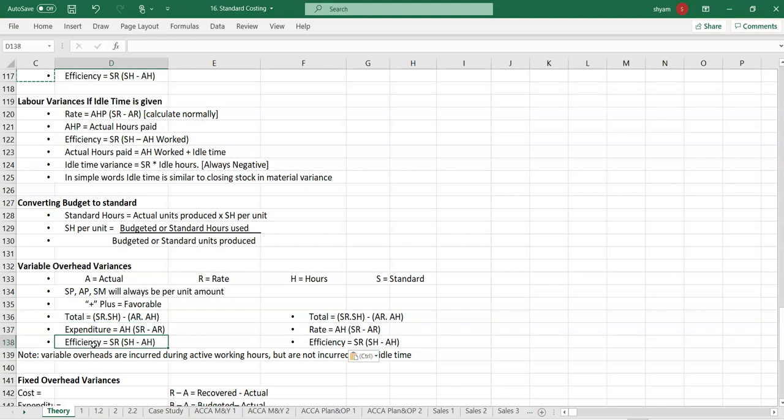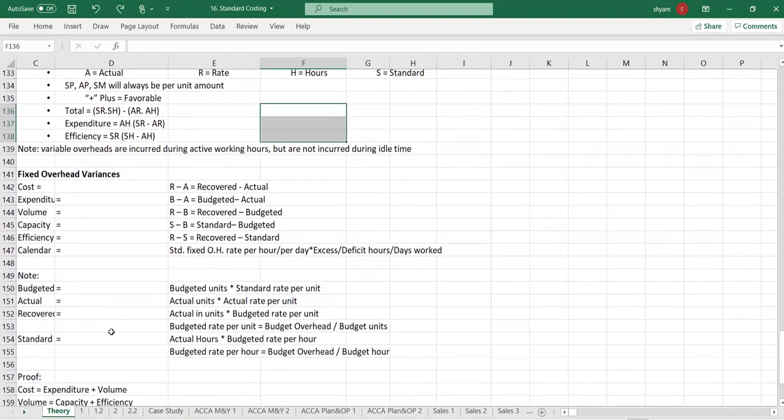Efficiency is also called efficiency in labor, so it's similar. The formula for it is SR into SH minus AH. So the labor variance and the variable overhead variance are very similar, except for the name. Their name alone might change. So that's the concept here.